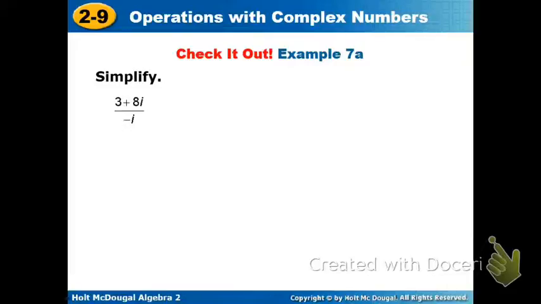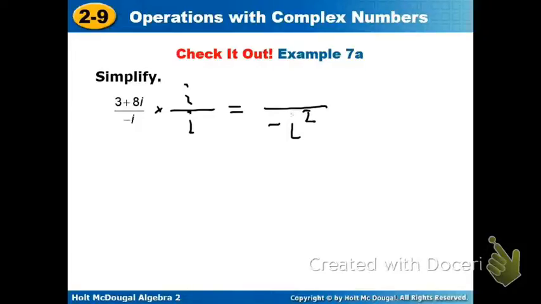3 plus 8i all over negative i. So what you do is you take this and you multiply this by the complex conjugate of the bottom. So you've got negative i on the bottom. The complex conjugate of it is a positive i. Okay? But then you have to do that on the top as well. So here's what we do. Negative i times i on the bottom results in negative i squared.